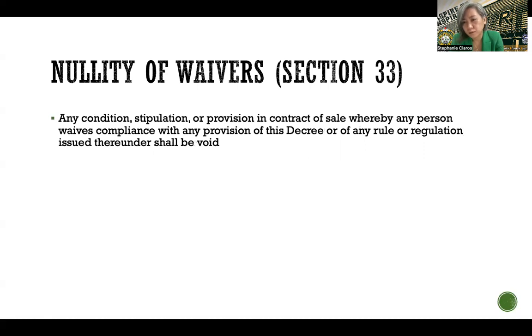So Presidential Decree 957, guys, prohibits any waiver. Any condition, stipulation, or provision in the contract of sale whereby the buyer or any person will have to waive compliance with any provision of PD 957 is considered void.